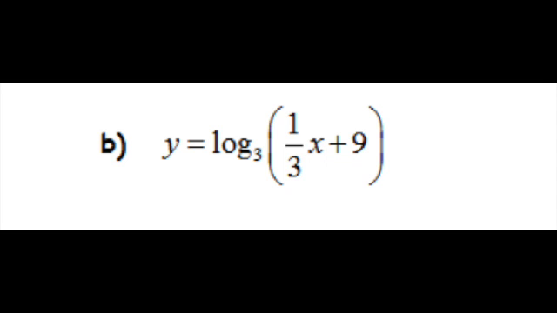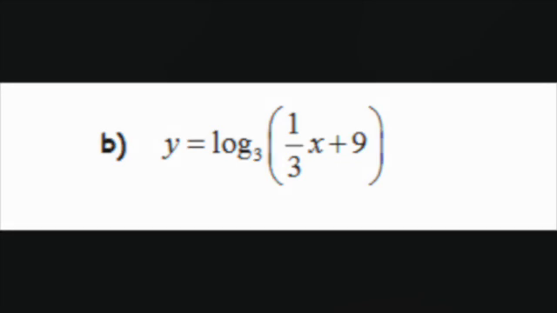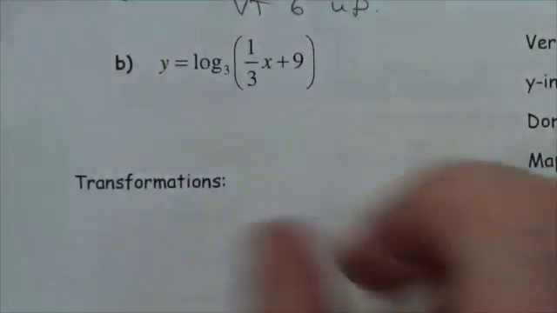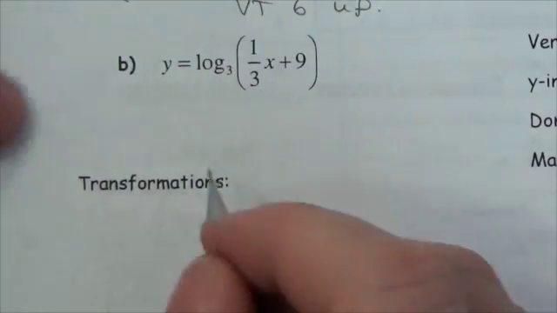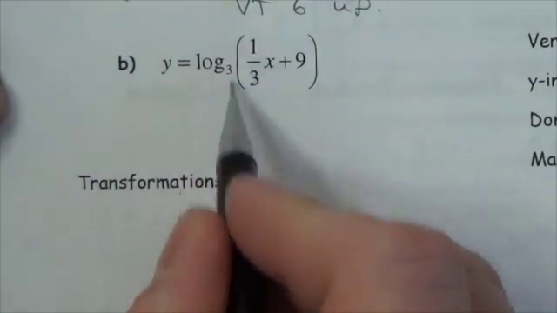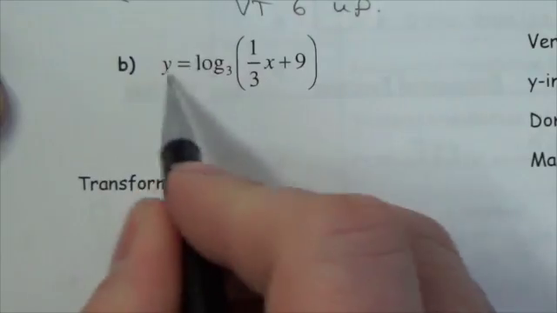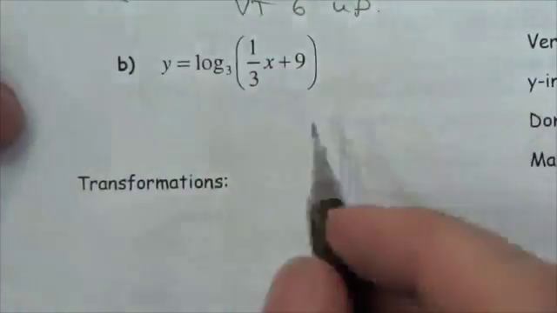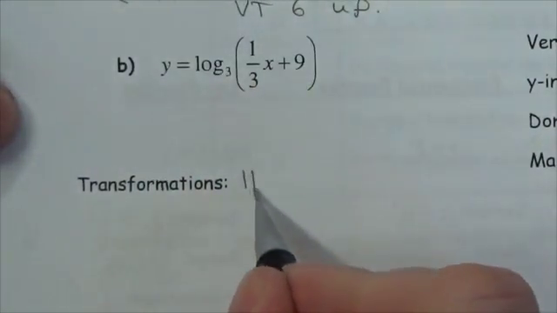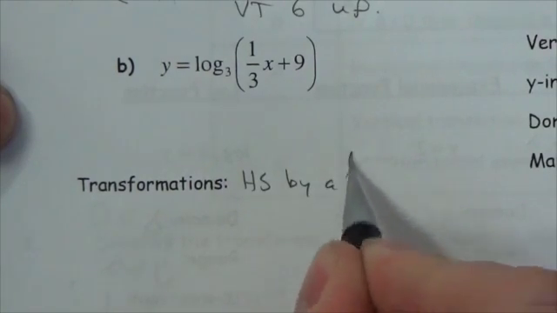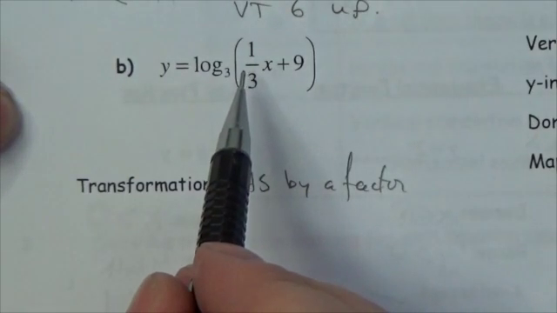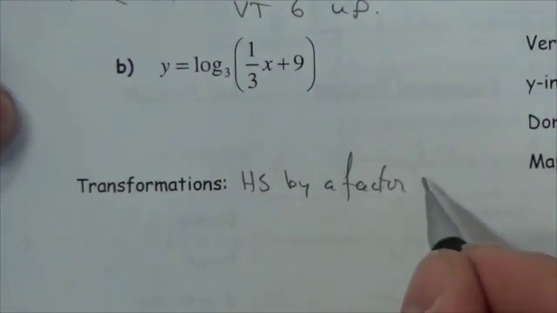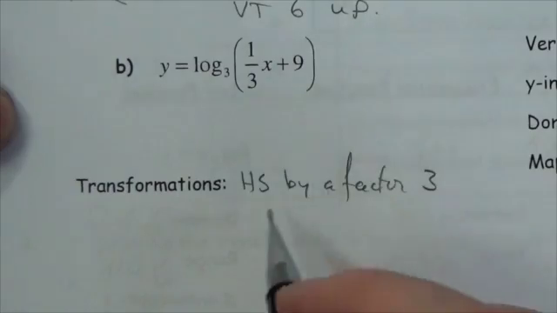Y equals log base 3 of 1/3 x plus 9. All right, so we're going to finish this one up here by looking at a problem that looks like this guy right here. I'm going to identify the transformations. So when I come across here, there's nothing multiplied out front here, so there's no vertical stretch or reflection. Inside here, I am getting, though, a horizontal stretch by a factor of, well, what would I got to do to get x by itself here? I have to multiply by 3, so it's going to be by a factor of 3.